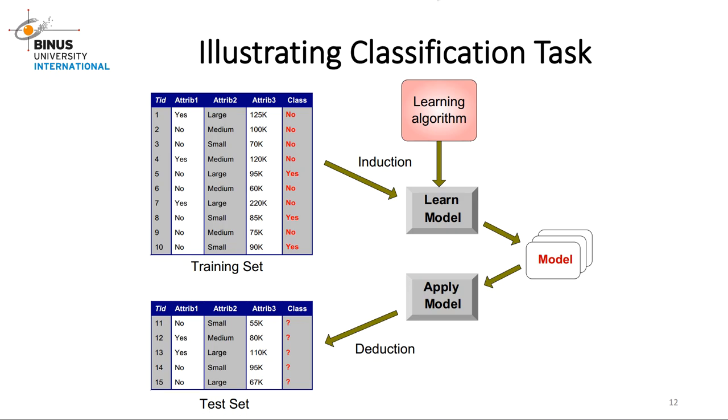Okay, this is the illustration from a set of data. You will have a learning algorithm based on the induction model. We learn the model, and then we have the model here. Now we have to apply the model and then deduction. Finally, we can predict this unknown data. So this data is not in here, this is completely new.